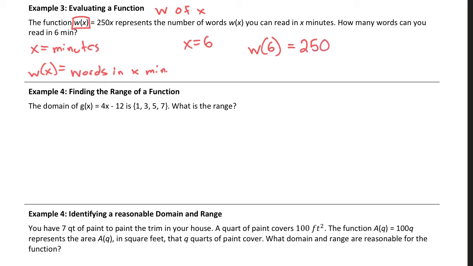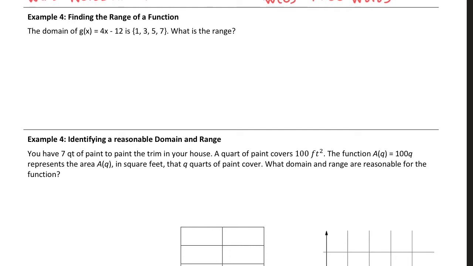So that means I take out x and I substitute in 6. So I'm substituting an input in for x. So all I have to do math-wise is take 250 times 6. So this is 1,500. And this is 1,500 words, okay? 1,500 words I can type in 6 minutes. So substituting an input for an output, understanding the variables, and finding outputs. In our next example, finding the range of a function.